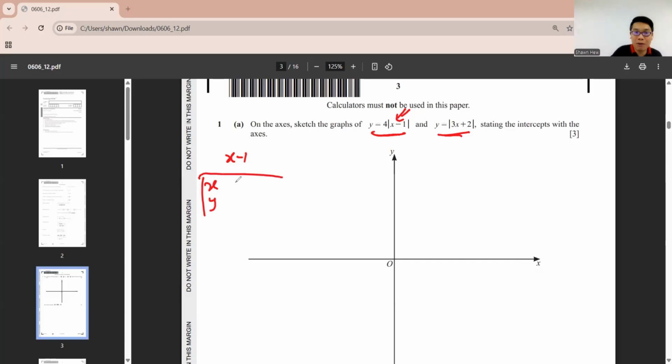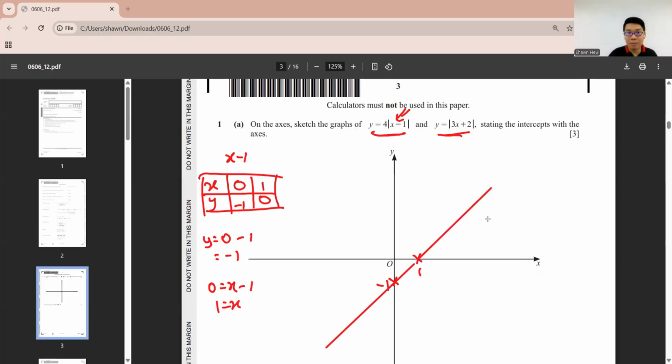So when we draw a straight line graph, we construct a table and find both intersect points. When x equals 0, y equals minus 1. When y equals 0, x equals 1. So after we know this, we sketch the graph. The straight line is supposed to look like this, but after we draw the straight line graph, since it's modulus, anything below the x-axis we remove, and everything will reflect up. We know that this position will reflect from minus 1 to 1.